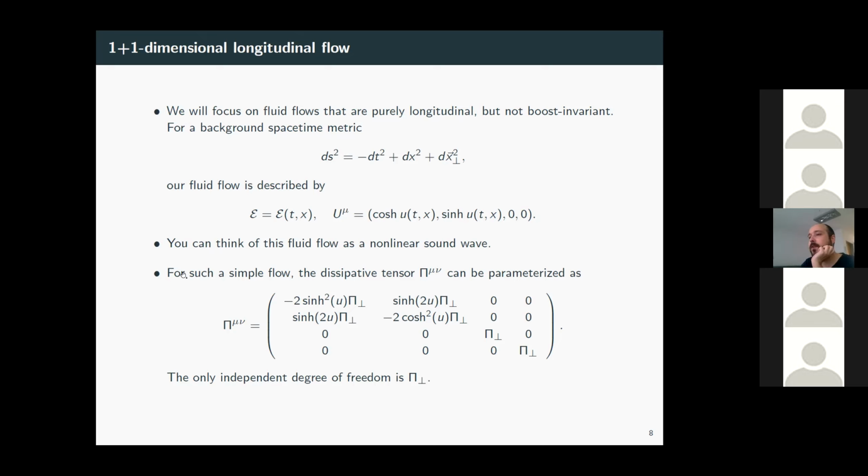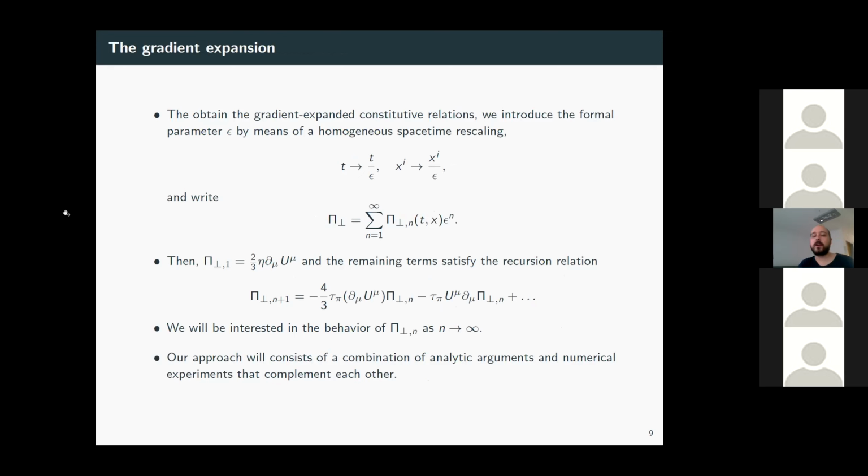Okay, so for such a simple flow, the dissipative tensor, which has to be traceless and transverse to the fluid velocity, can be parameterized in terms of only one independent degree of freedom, which is this pi perp component here, which we also take to be a function of t and x, okay? So in order to obtain the gradient expansion of the constitutive relations, this is also the strategy that Ben mentioned in his talk at some point, we are going to introduce a formal parameter epsilon by means of a homogeneous spacetime rescaling, okay?